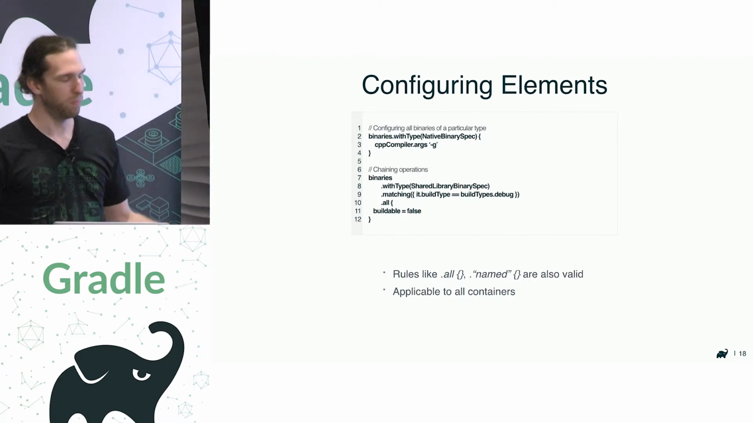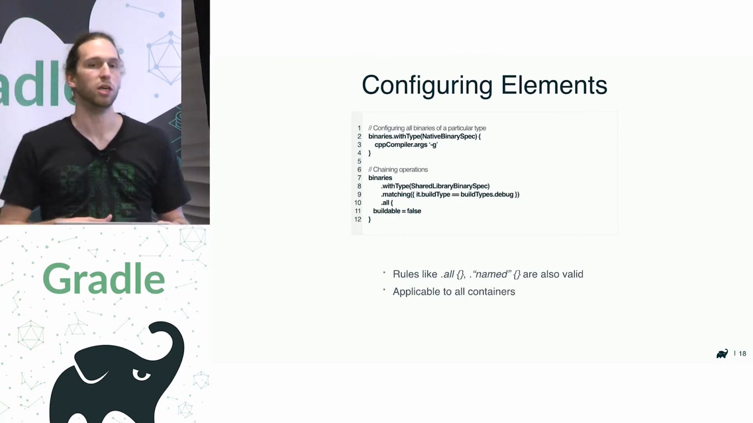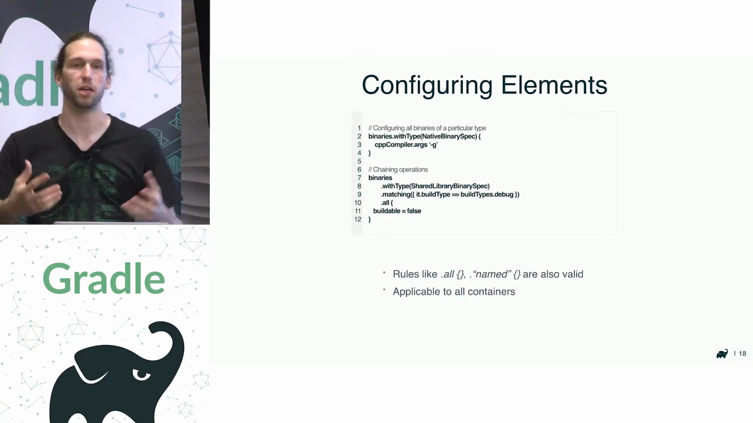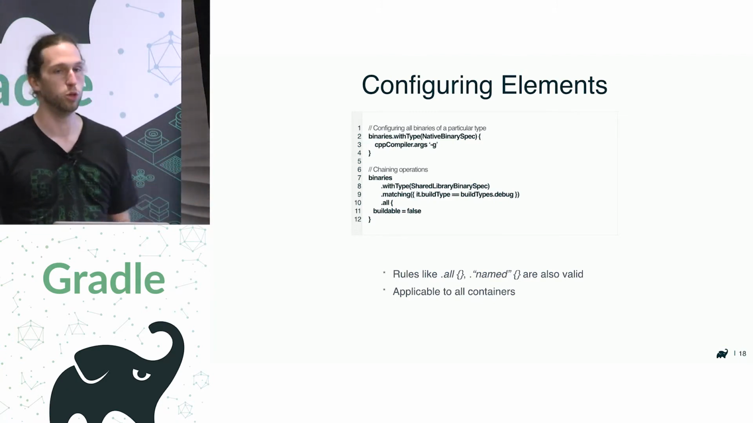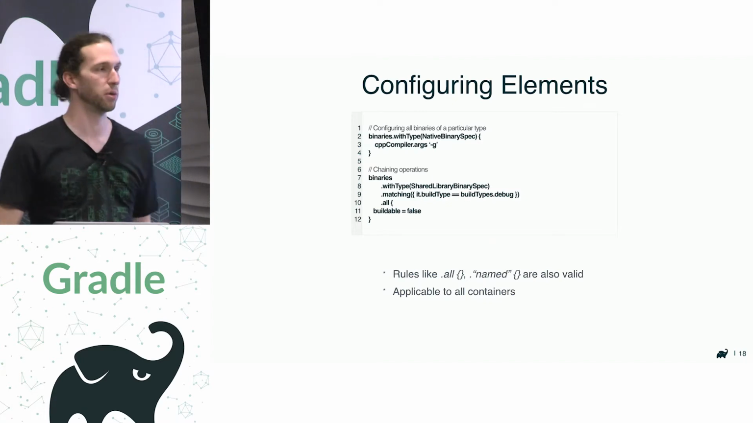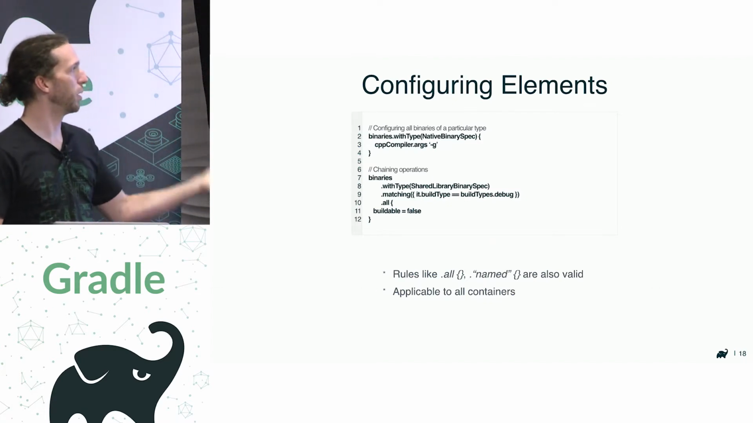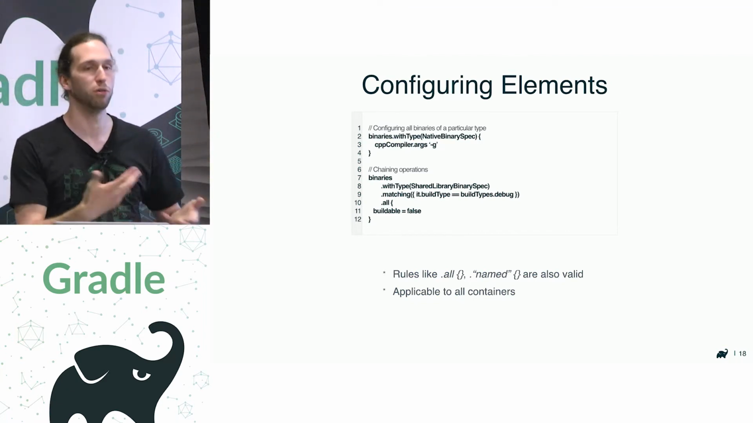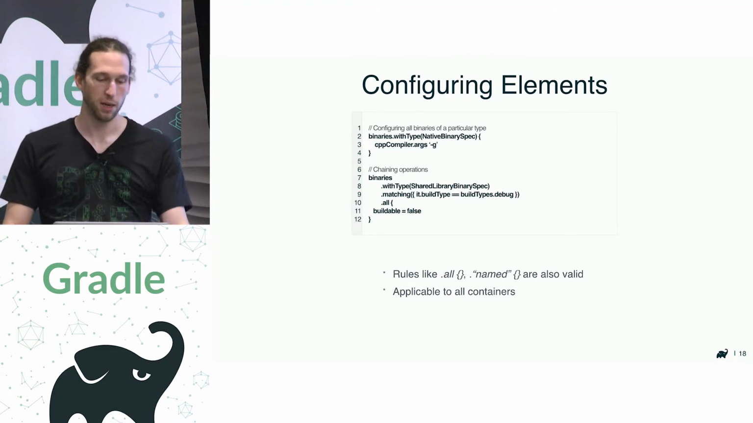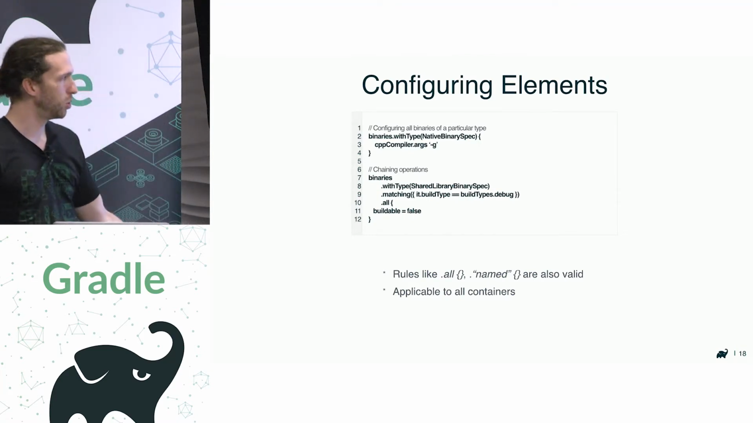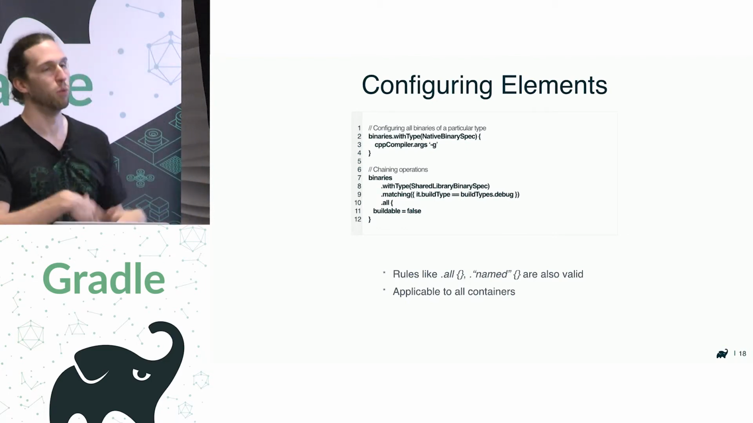So there are two ways to do this. The first one is we take all the binary container, which could be any binary, native or anything else. In this case, we want to configure the native binaries. So we subset the binary container by just grabbing the native binary spec, and then we configure the cppCompiler argument to add the -g. But those rules can also be chained together to be more expressive.